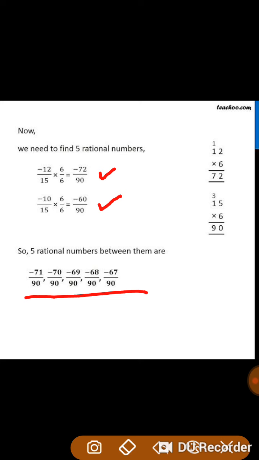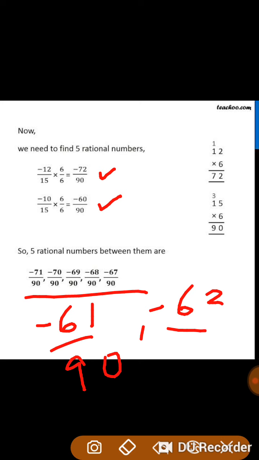Children, you may also take the rational numbers from minus 60 onwards. That is minus 61 by 90, minus 62 by 90 and so on.